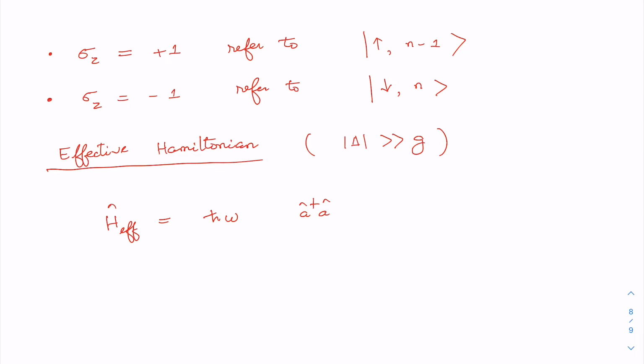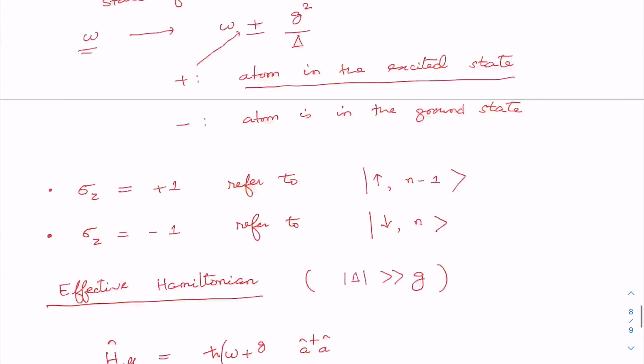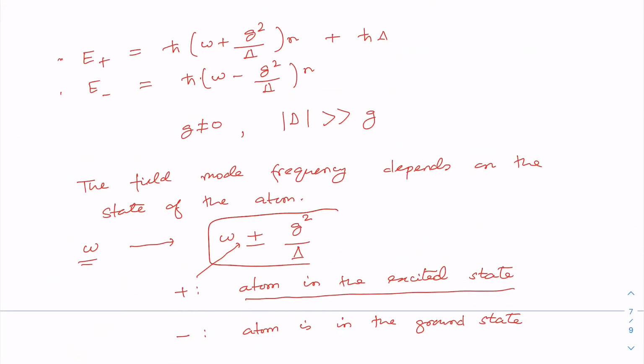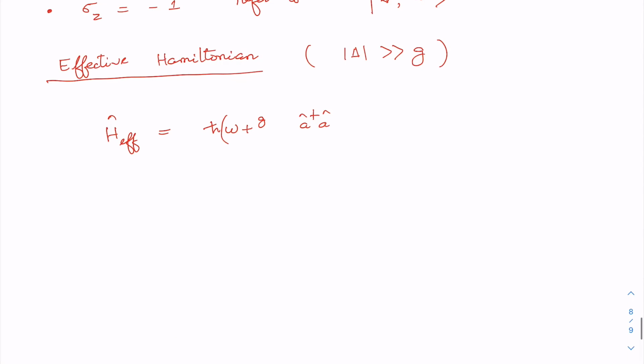Now, as you see, the field frequency starts depending on the state of the atom. To incorporate that, we have to put this field frequency as we have here. In operator form we can write it as z square by delta, and then sigma z. So we have an operator here, and then we have a dagger a, which represents the photon number.